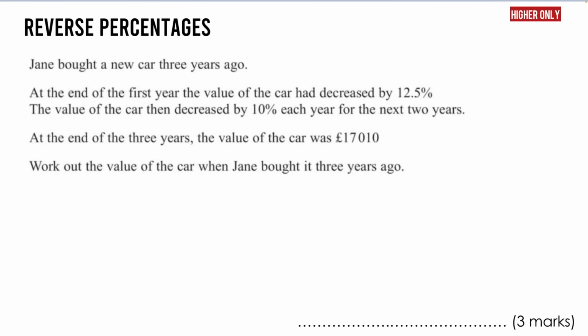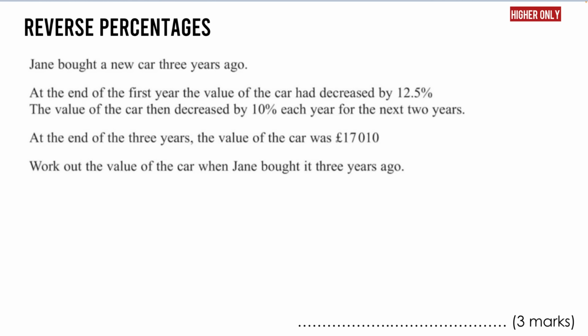Okay, so in this question we're having a look at some reverse percentages, and this is about depreciation. So it says here, at the end of the first year, a car had decreased by 12.5%, and then it decreased by 10% each year for the next 2 years. And at the end of those 3 years, it was £17,010. We want to know the value of it 3 years ago.